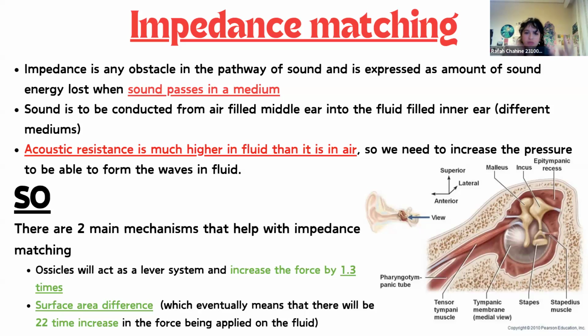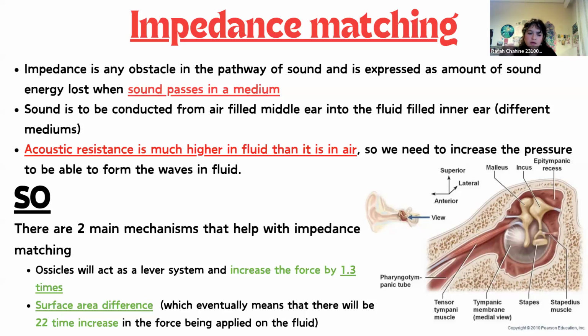If I want to apply this to the ear, the pressure that I'm applying on the tympanic membrane is going to be much lower than the pressure that I'm applying on the oval window. Why? Because the area of each of them is much different. The tympanic membrane is like 5 times bigger than the oval window. So it's the same thing as the paper and the tip of the pen concept.